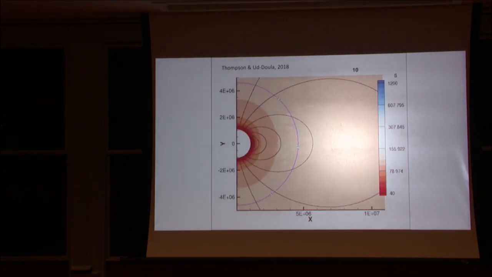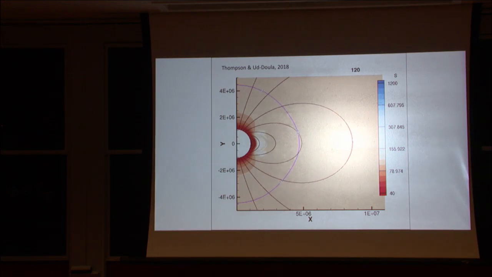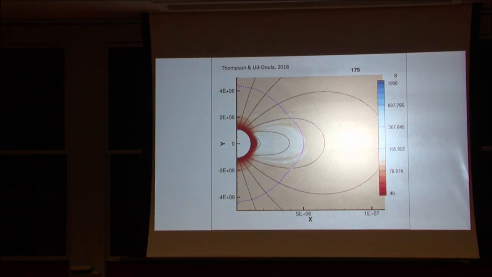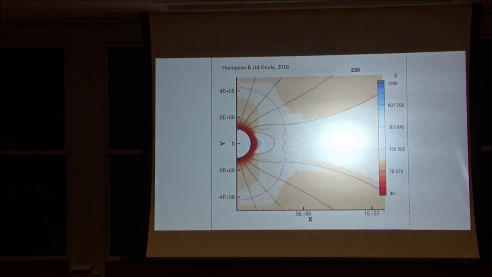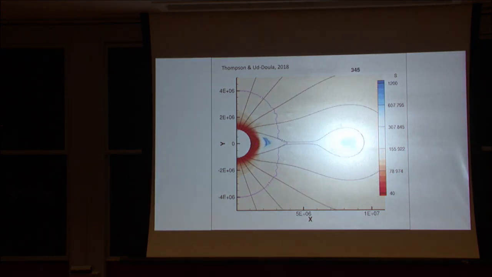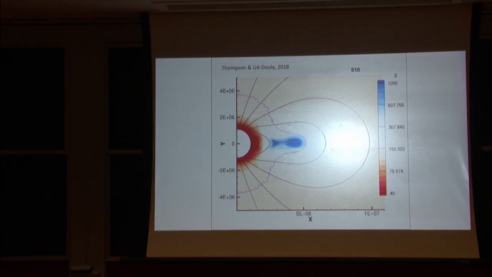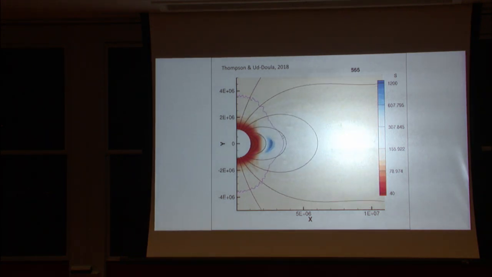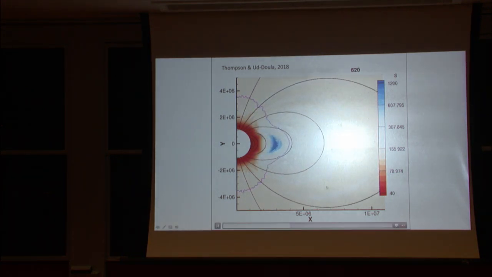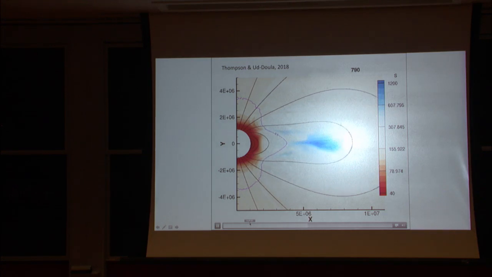The last thing we checked was this. So here is a dynamical two-dimensional simulation of a non-rotating neutron star that's being heated by neutrinos from below. The field is about 10 to the 15. I think this simulation is 10 to the 15.5. It's pretty high.